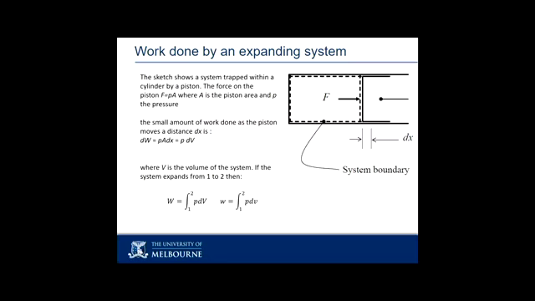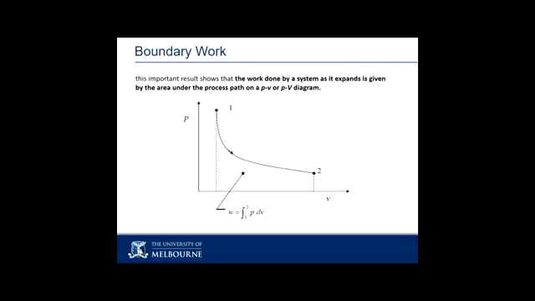So my work done is the integral of P dV. If it were a constant pressure process, my pressure would come out of that integral, and I would just say my work done is the pressure times my change in volume. But if I don't know that it's a constant pressure process, it doesn't matter.